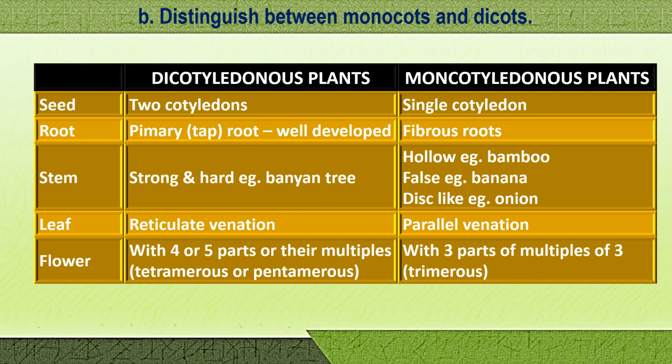The leaf has reticulate venation, that means the leaf has a main vein in the middle and veins on opposite sides of the main vein. And monocotyledonous plants have parallel venation, that means the veins are all parallel to one another. The flowers in dicots have 4 or 5 parts or multiples of 4 or 5 parts, called tetramerous or pentamerous, and in monocots flowers have 3 or multiples of 3 parts, which is called trimerous.